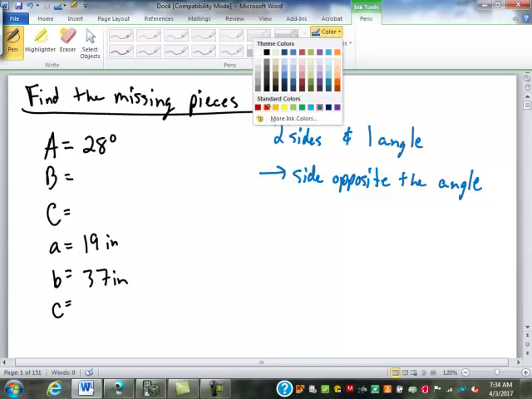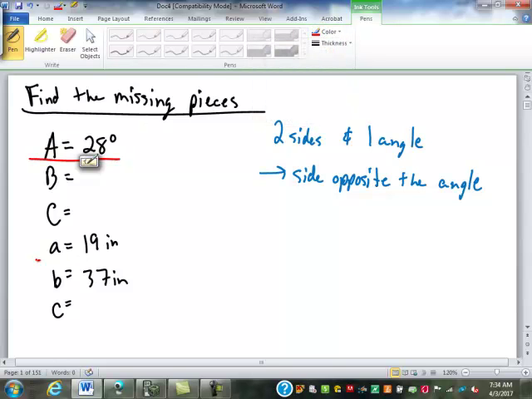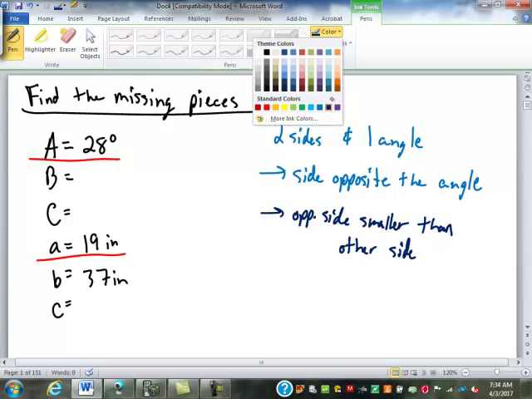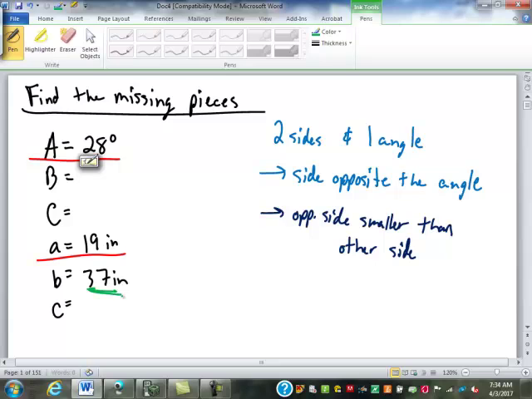So the angle we have here is angle A. That means we are looking at side A. And what you have to check about that opposite side is, is it smaller than the other side? So the other side here is the 37. So yes, that opposite side, A of 19, is smaller than the other side of 37.